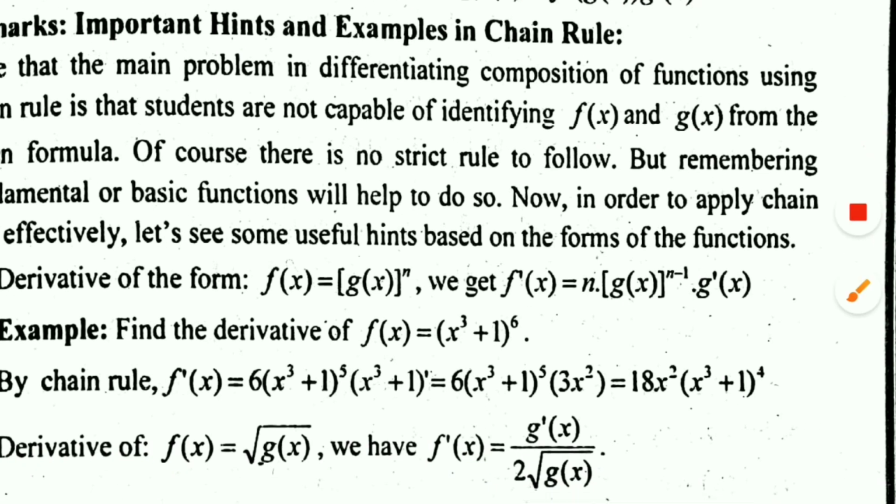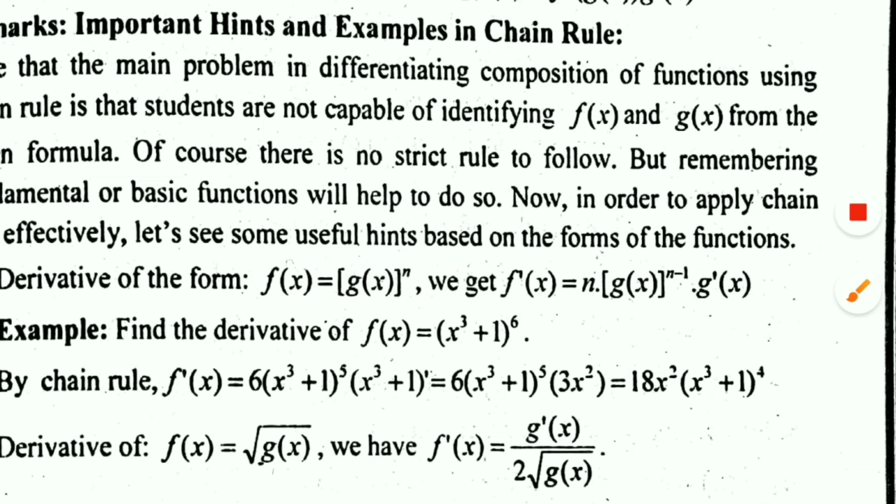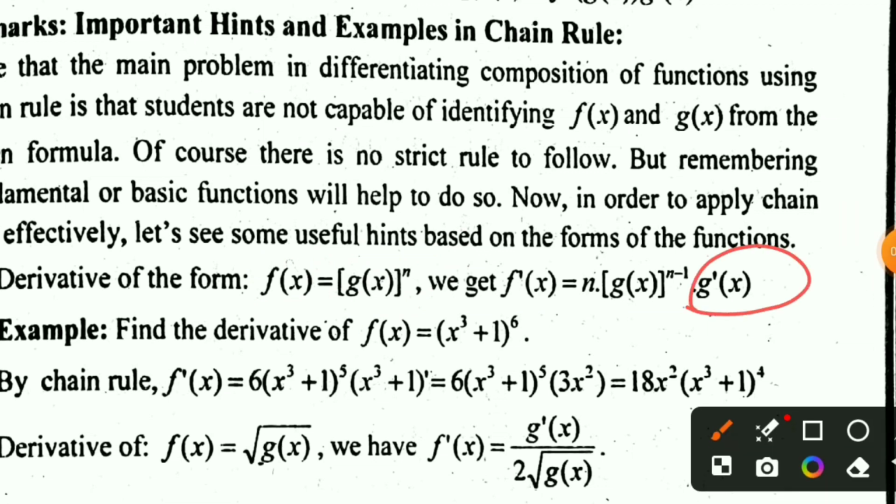So for example, if we have this form, that means f of x is equal to g of x raised to n, take n to the front and multiply with g of x, then subtract 1 from the power. Then multiply by the derivative of the entire function at x. Then this becomes the formula for this kind of derivative.